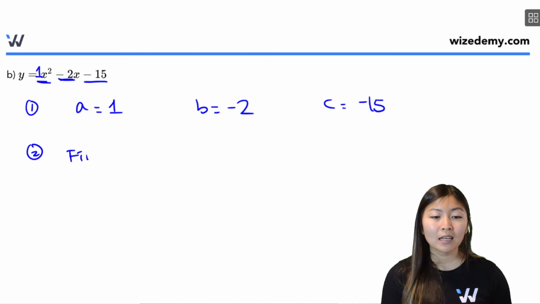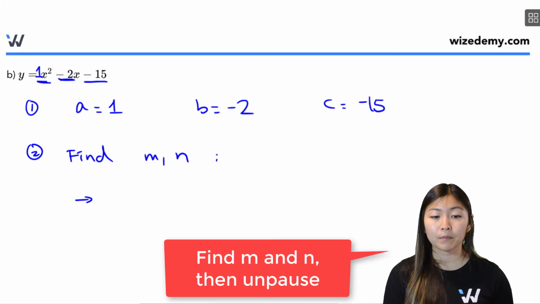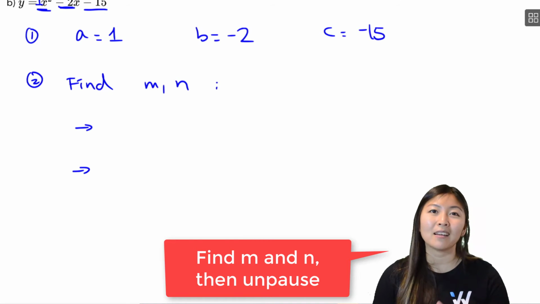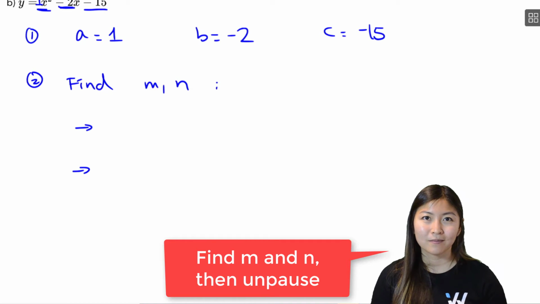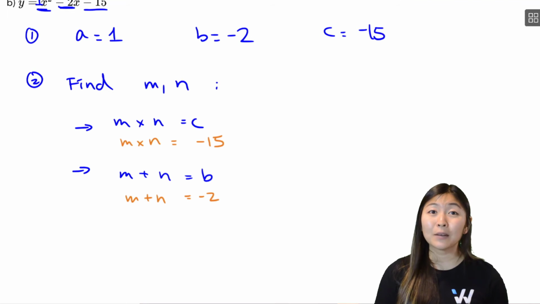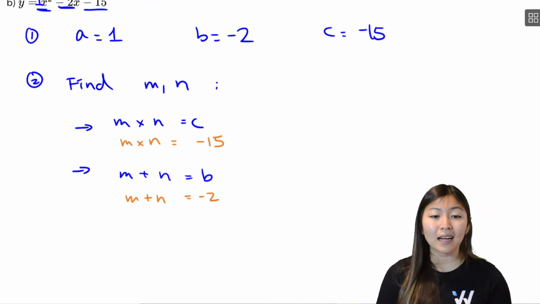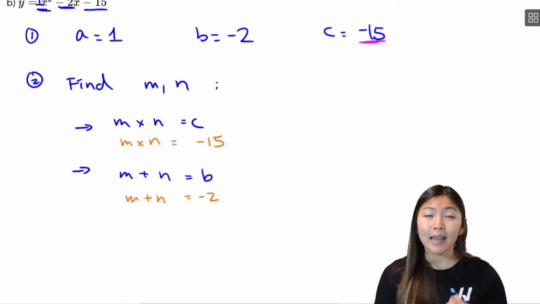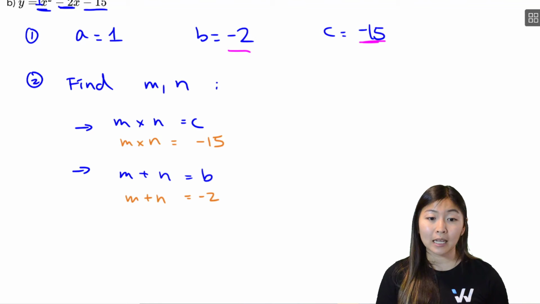Step 2, we want to find two integers, m and n, such that two things happen. I want you to write down those two things, and when you're ready, try to find out what your m and n have to be, and then unpause the video. All right, so the two things that we need to happen are that m times n has to equal c, which is -15, and m plus n has to equal b, which is -2. So we have these two orange statements.